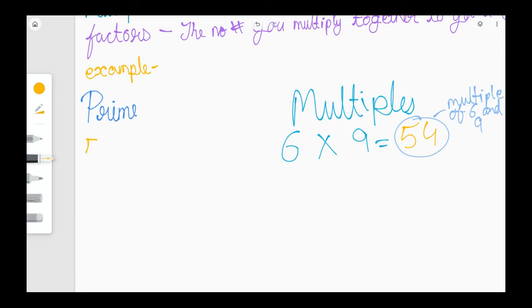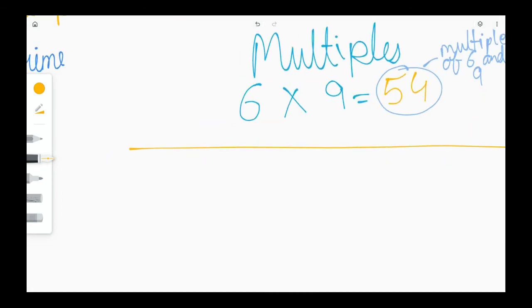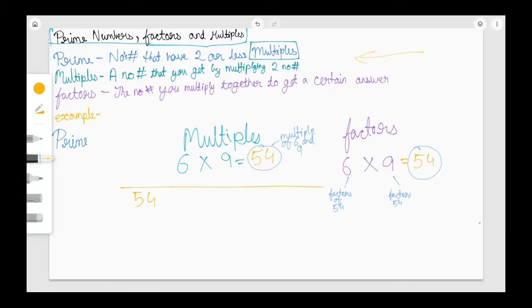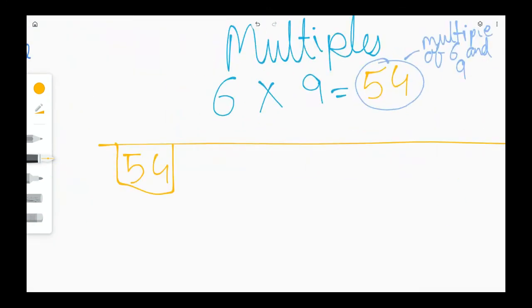54. What are some factors of this number? I'm not going to write it under prime numbers. What are some factors of 54 that you guys know? Okay, let's start out with smallest to greatest. 1 times 54 is 54.